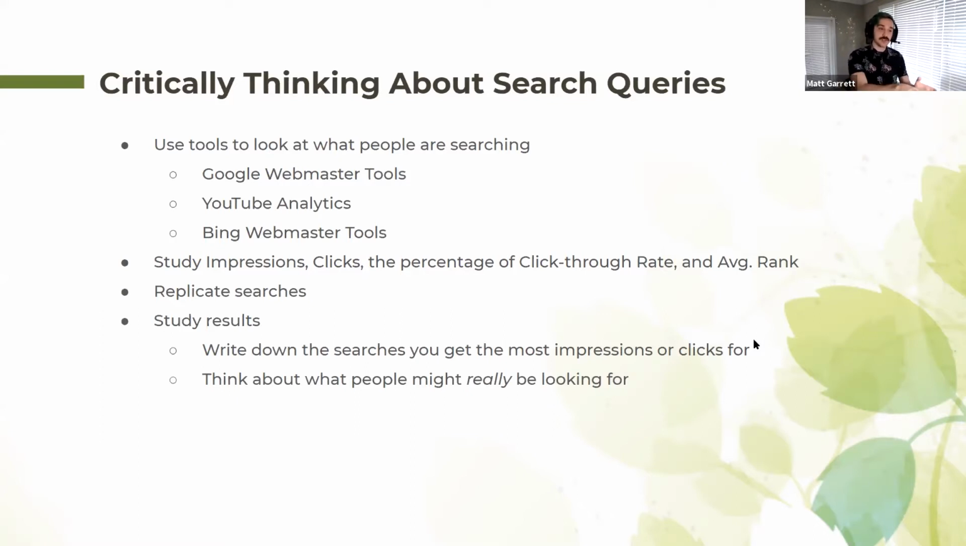These are some of the tools that I think we use more or less every day to look at that type of information. Google Webmaster Tools is the most popular one, especially when looking at Google searches. YouTube Analytics is great if you have video content. Bing Webmaster Tools is great for a lot of people who use Windows built-in search. We can look at the numbers, which can be impressions, clicks, click-through rate percentage, and average rank for any of the search terms people are looking for inside these engines, and try to replicate those results.